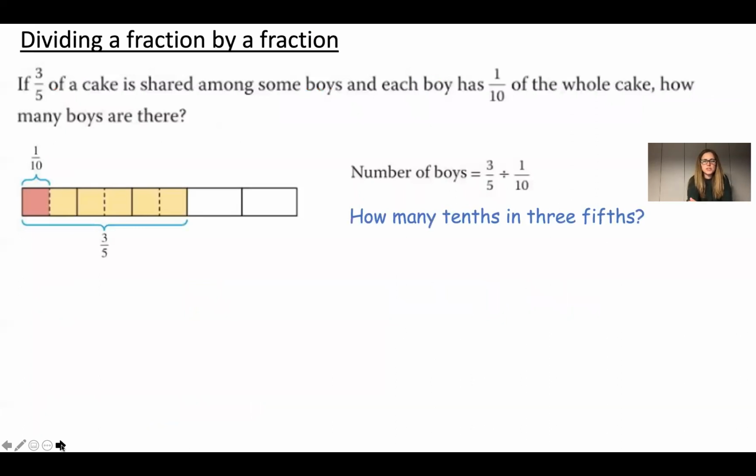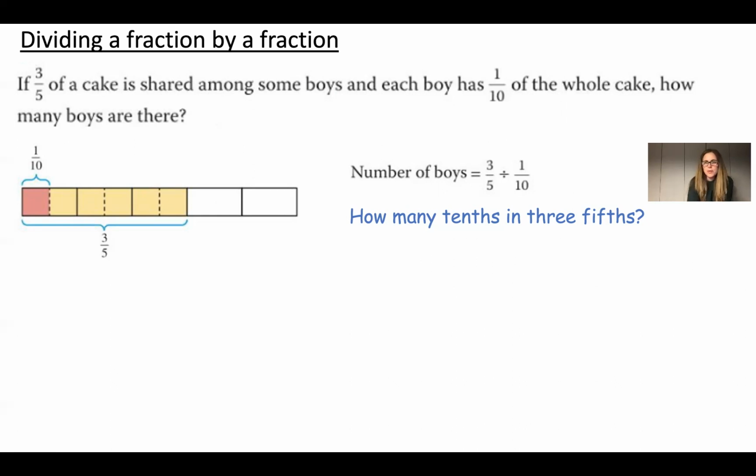I just wanted to show you this very quickly. This is just a bar model. It's a visual representation of dividing by a fraction. So we have 3/5 of a cake here, and each boy has 1/10 of the whole cake. These represent tenths of the cake. Obviously there's 2 more tenths here, 2 more tenths here. So the question is, how many boys are there?